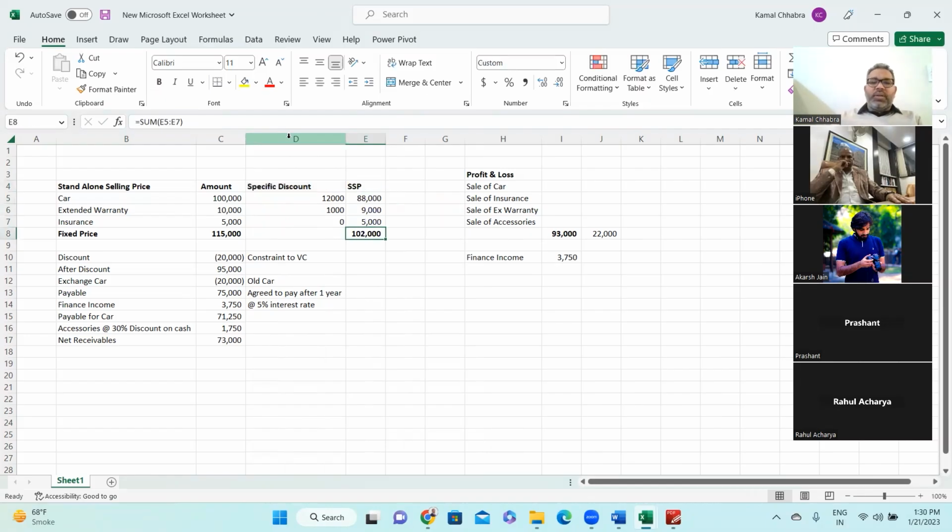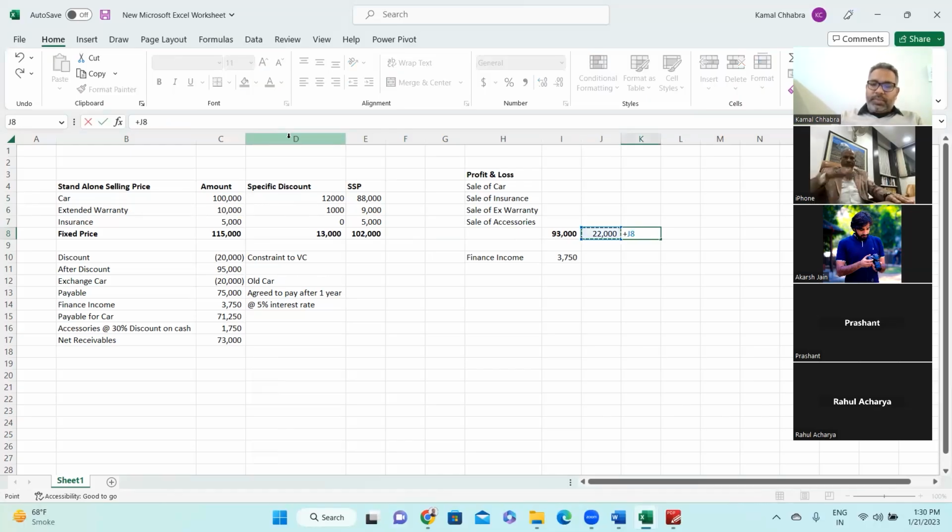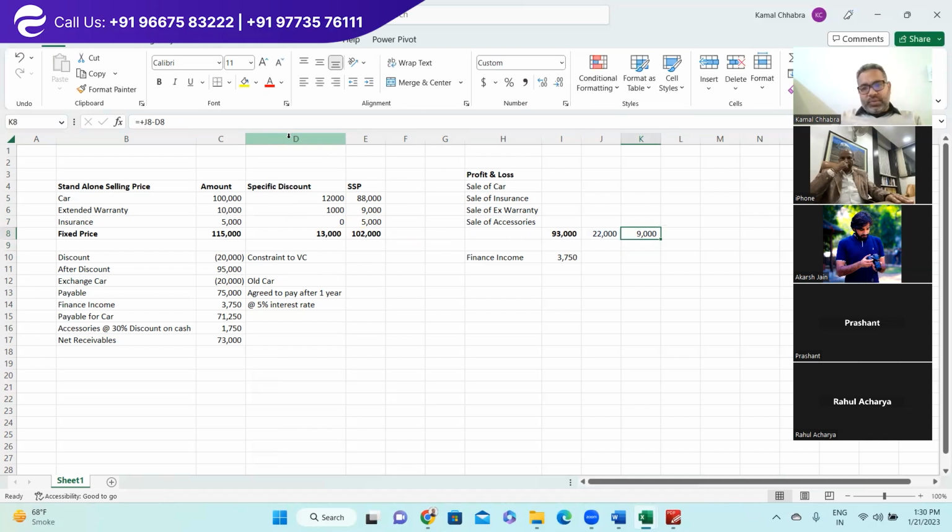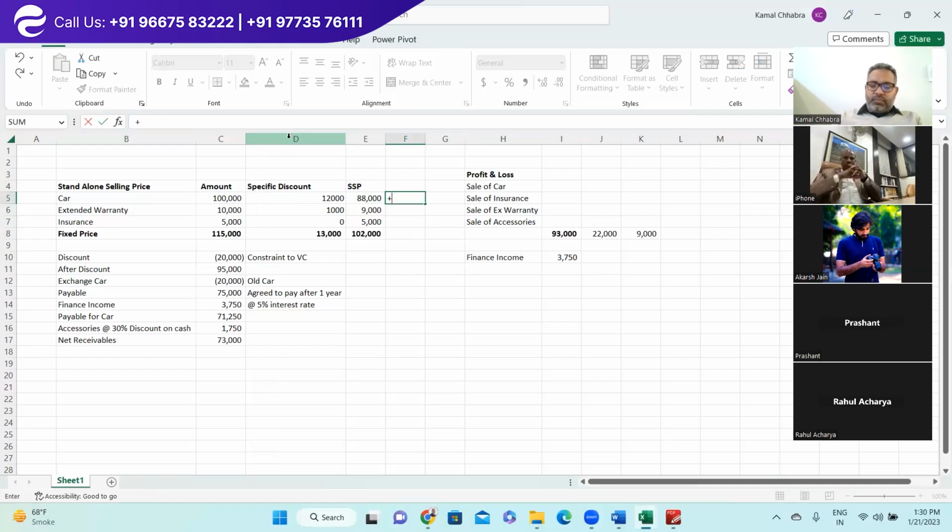Now, what is your remaining discount? 22,000 minus 13,000. How much is it? $9,000, right? So this $9,000 you need to allocate at this ratio. Multiply by 9,000 divided by this.